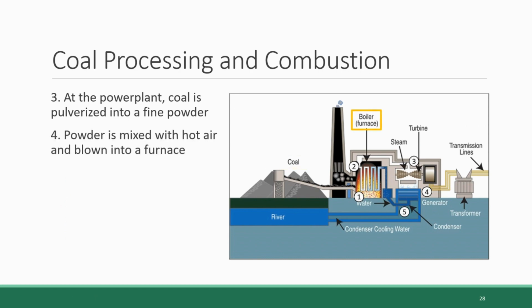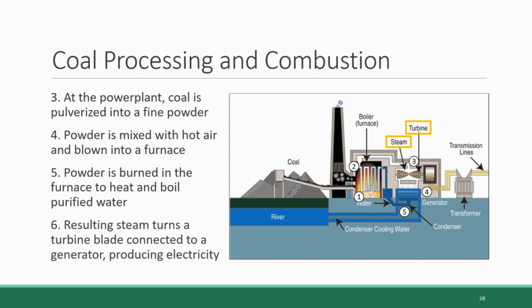The powder gets mixed with hot air and blown into a furnace where it is burned, and the heat energy emitted from the burning boils a stream of purified water that's piped through the furnace, and the steam that's produced from the boiling water then turns the blade of a turbine that's connected to a generator, which produces electricity and sends that electricity off onto the grid.